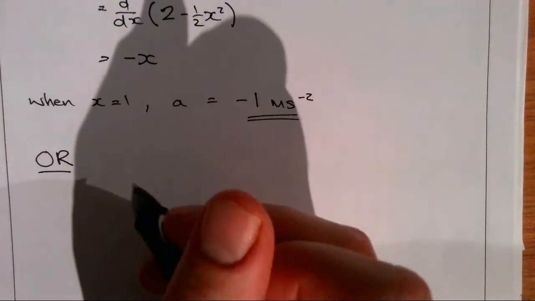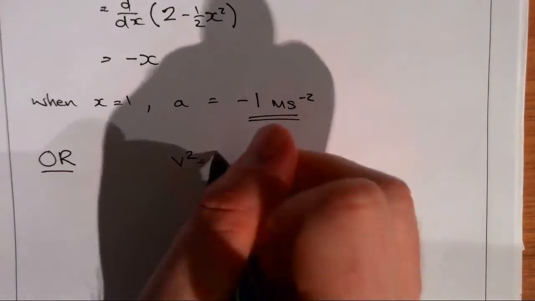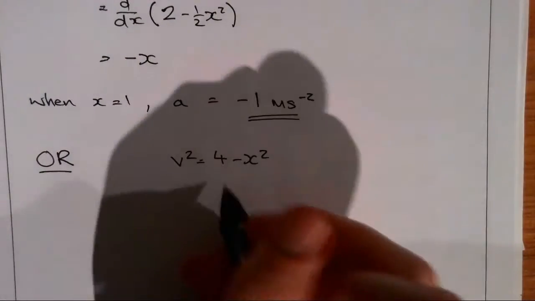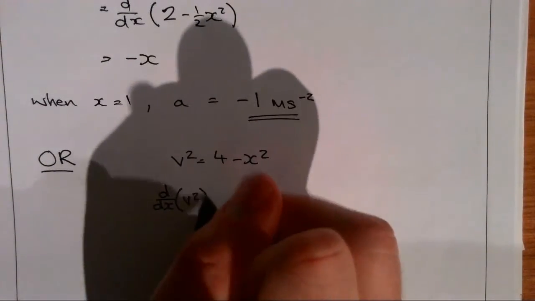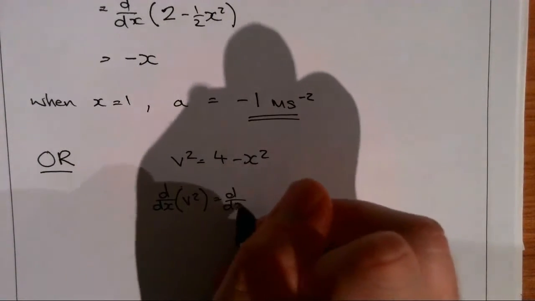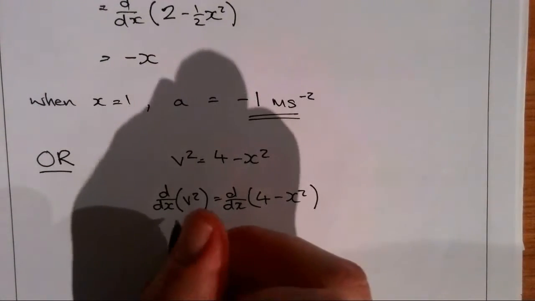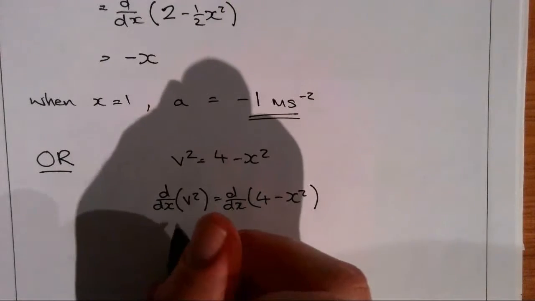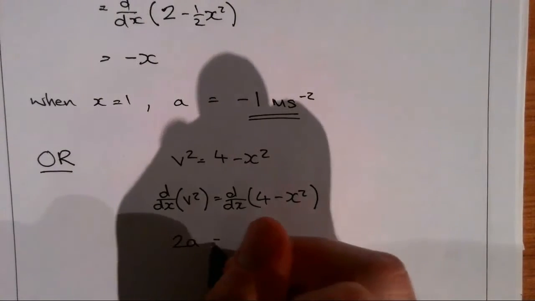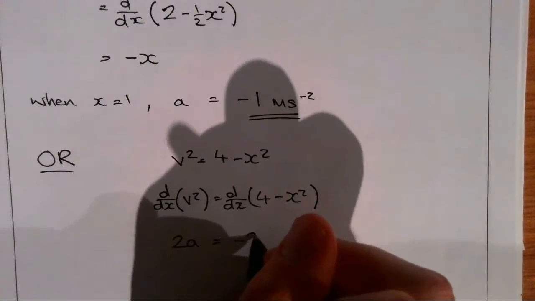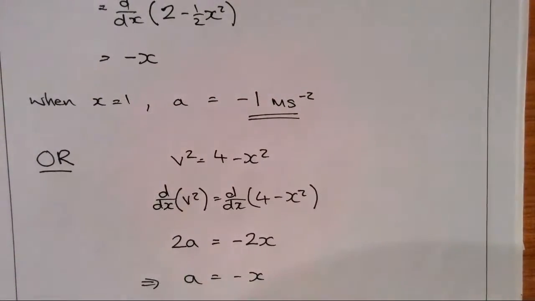The second way which we could have done this is just to take both sides of this equation, v squared equals 4 minus x squared, and then differentiate both with respect to x. So if I do d by dx of v squared, and then d by dx of 4 minus x squared, so implicitly differentiating both sides, on this side I'm going to recognize that that is just double the acceleration. And on this side, as I differentiate that, I'm going to get minus 2x, and then that's going to tell me that a must be minus x in the same way.